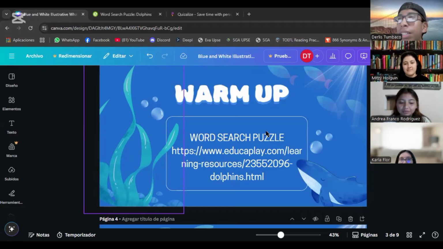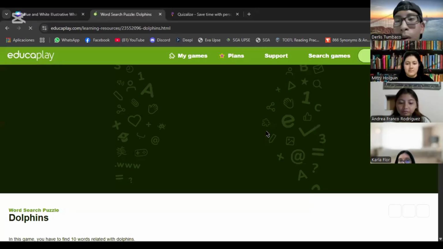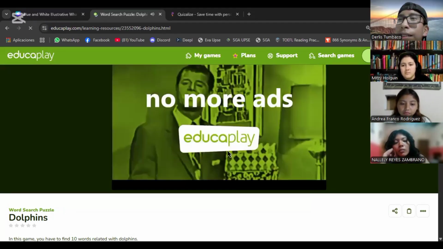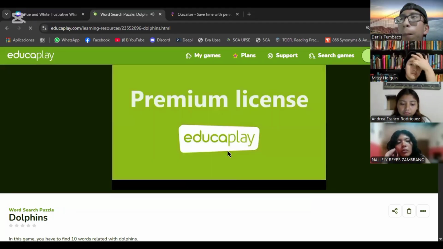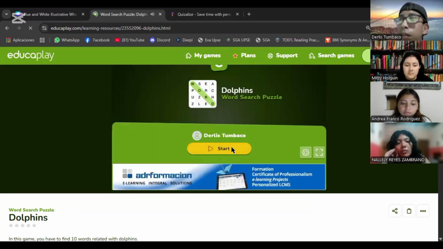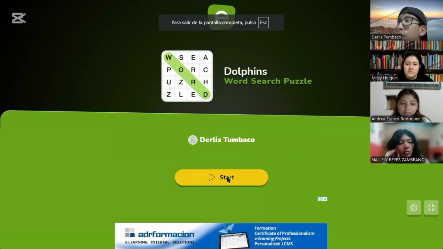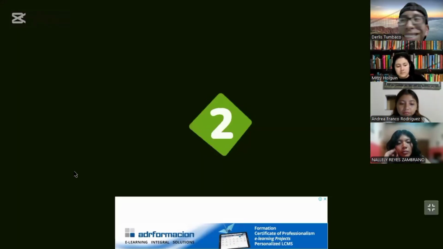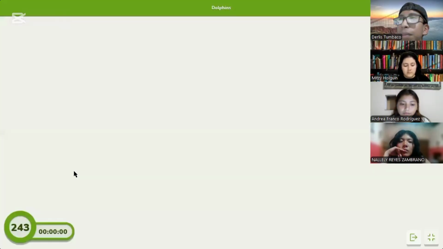And you're going to tell me, if you find a word, you're going to tell me like column 2, row 8, and I'm going to find that word. You have to find the 10 words that are related with the topic of today, which is dolphins.